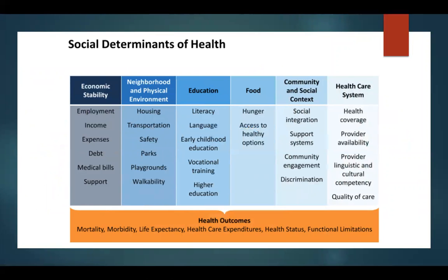Social determinants of health determine health outcomes, including morbidity, mortality, life expectancy, healthcare expenditures, health status, and functional limitations.